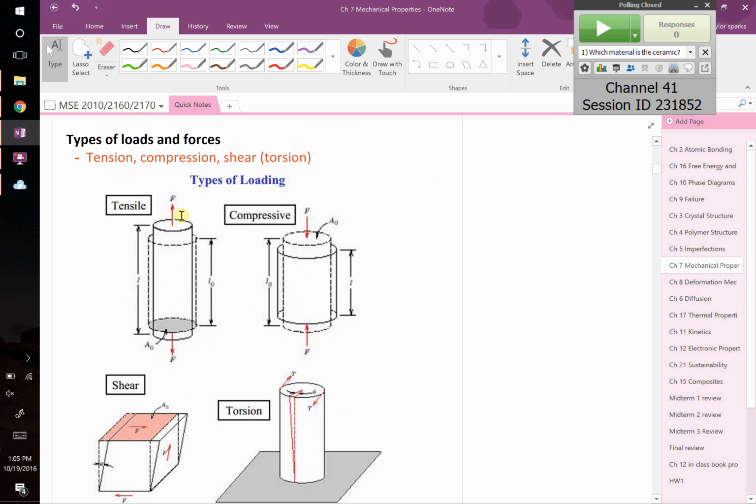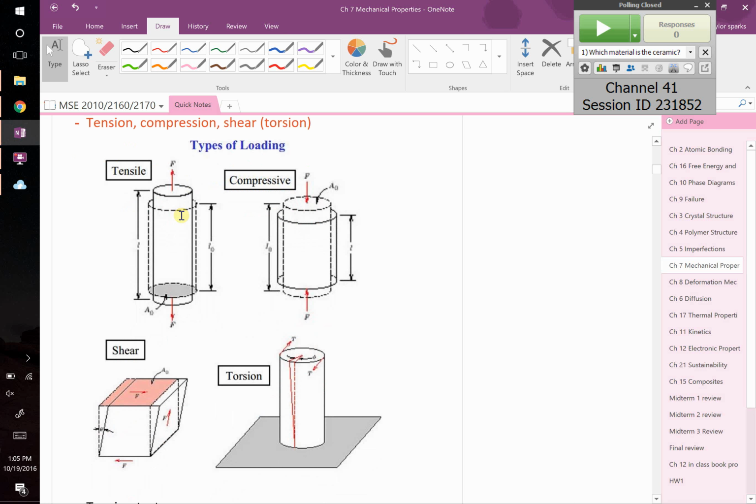Okay, let's talk about types of loads and forces. This is stuff you would have seen before. There are different types of loads that you can apply to a material, right? There's tensile. So imagine that we initially had a material with this dotted profile, so that sort of ghost shape there.